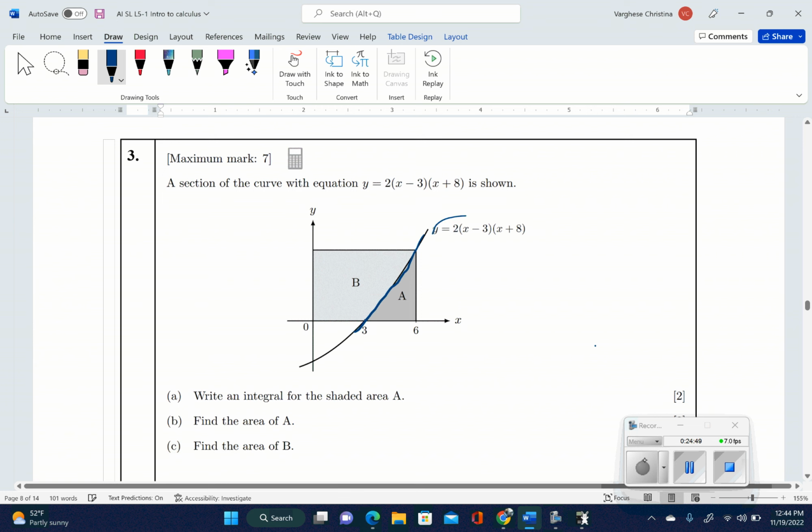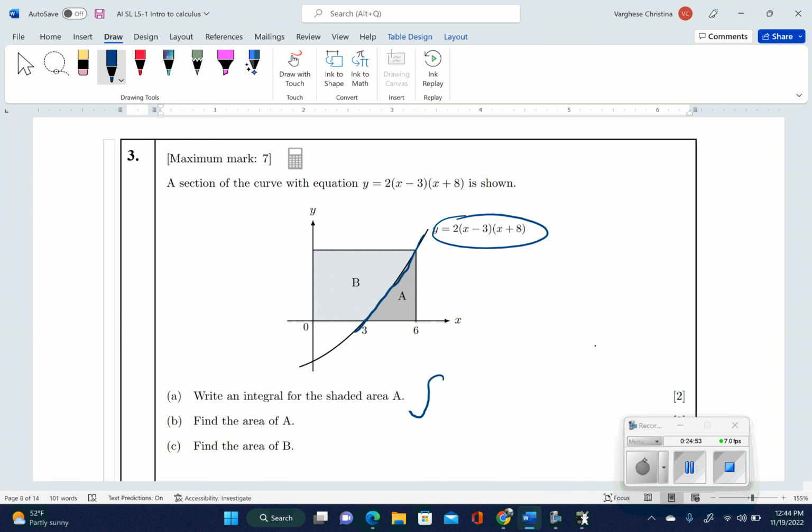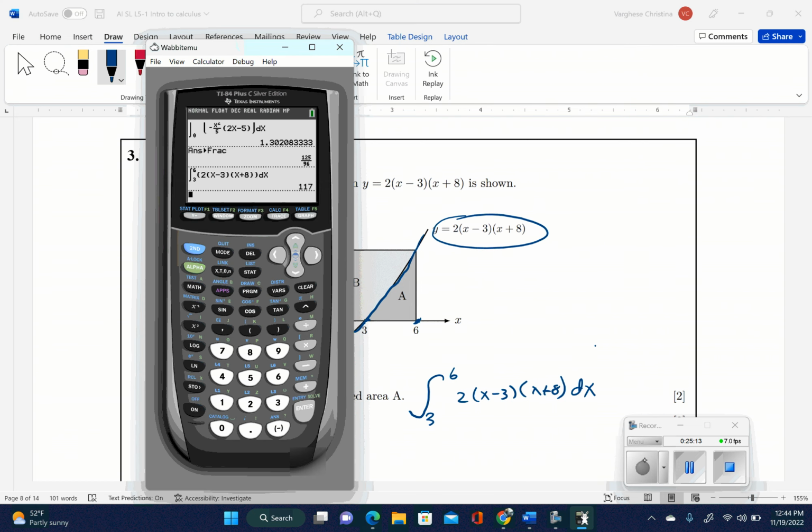My function's right here. They tell me, so I'm going to write my symbol. I'm going from 3 through 6, okay? Starting at 3, going to 6, so 3 to 6. I'm going to write down my function because they already gave it to me. X plus 8, close it, put dx. Okay, good. So there's my integral, and now I'm going to plug that into my calculator. Boom, and I got 117 when I plugged all of that in.